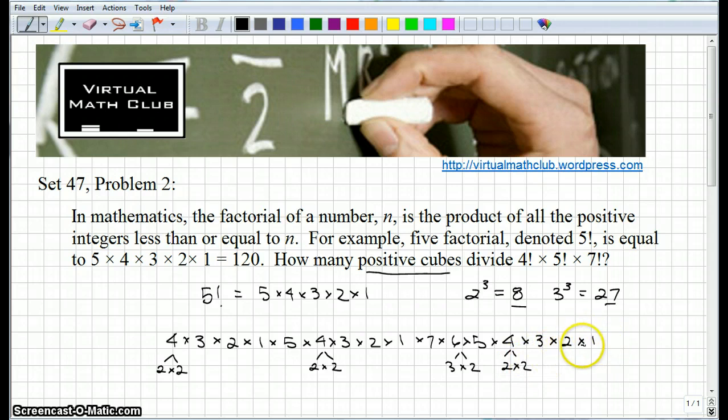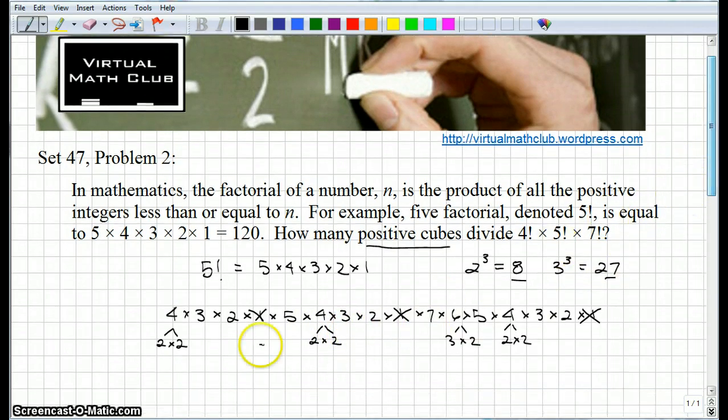We really don't have to worry about the ones. Ones aren't prime, but we don't have to worry about those, okay? Because one is a cube. It is a cube. But let's just look at the prime factors of this number.